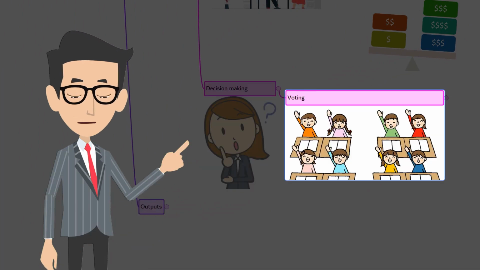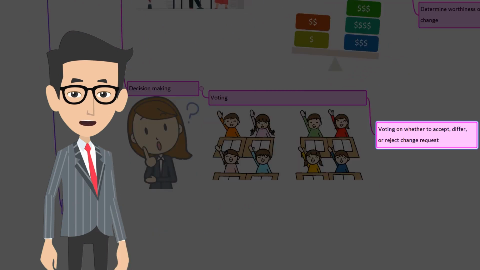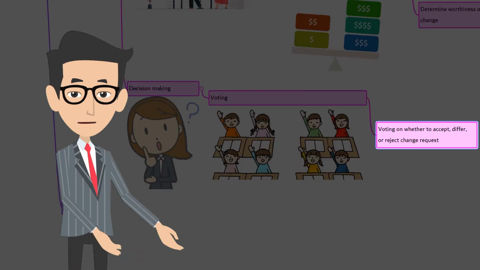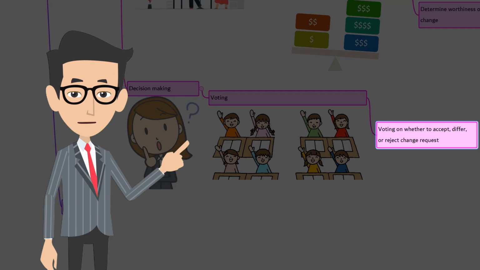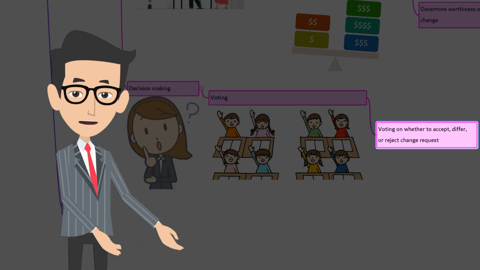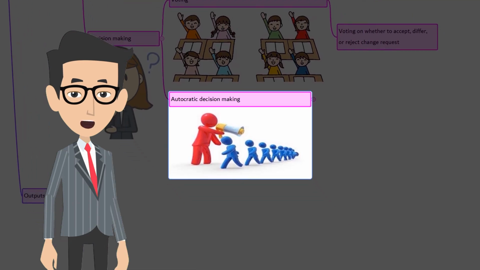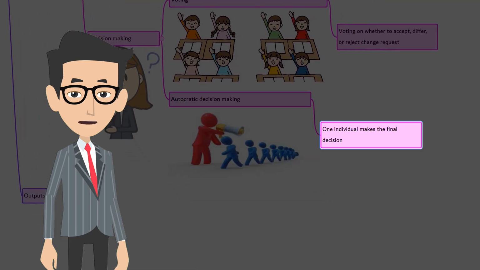First one, voting. Voting can take the form of unanimity, majority, or plurality to decide on whether to accept, defer, or reject change requests. Autocratic decision making. In this decision making style, one individual takes responsibility for making the final decision on behalf of the entire group.